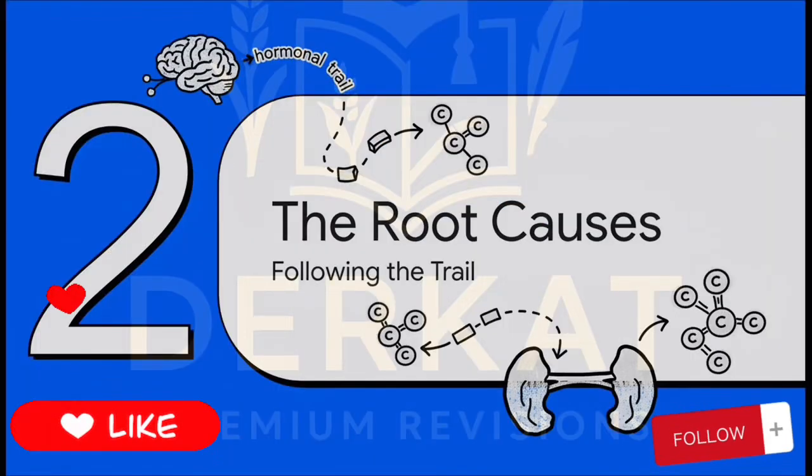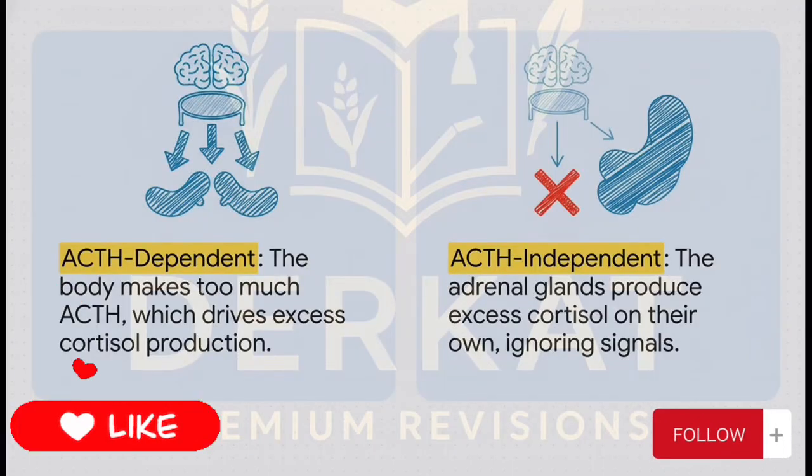So that leads us perfectly into our next section. We know the problem is too much cortisol, but the big question is why? Where is it all coming from? Let's follow the hormonal trail and find the source. When the problem is coming from inside the body, what we call an endogenous cause, we can split it into 2 main camps. It's either dependent on a hormone called ACTH, or it's completely independent of it. This simple split is honestly the key to figuring out where the problem is starting.